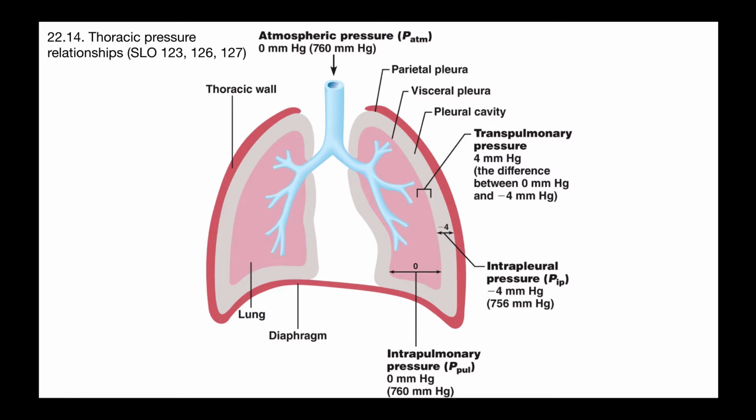Now, the intrapleural pressure, this figure super exaggerates the thicknesses of these different layers, but this is okay as a diagram to say that intrapleural pressure, notice that's a little bit of a negative value there. That negative value indicates that vacuum sealing of the two. And then the transpulmonary pressure is just the difference between the intrapulmonary pressure and the pressure of the pleurae.